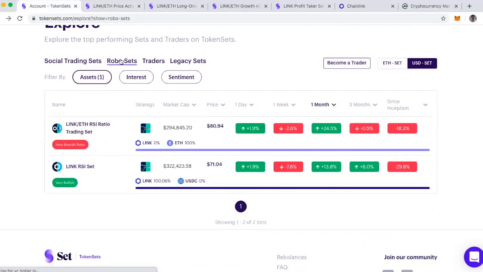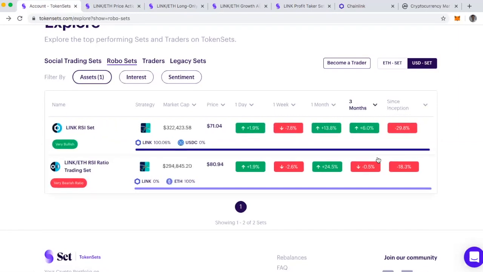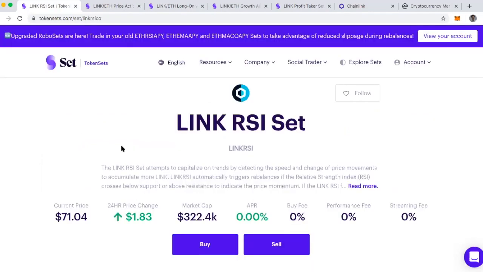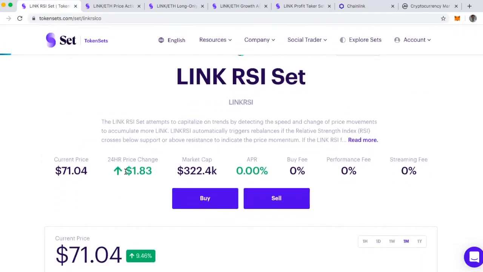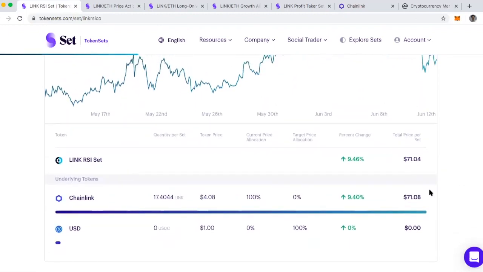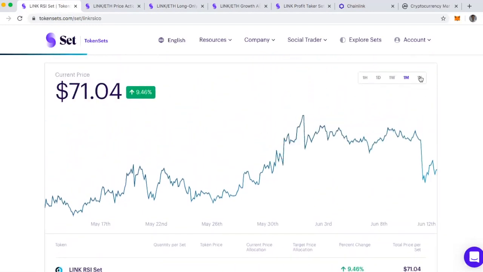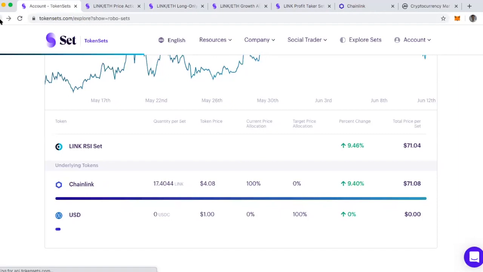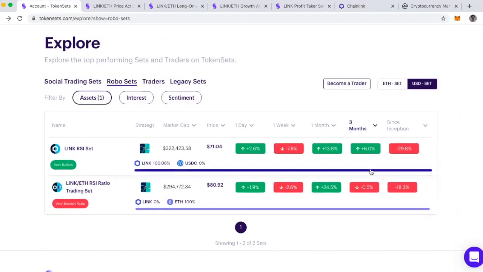However, if I go back to the Robo Sets, let's look at going back 3 months, comparing to the other social set. This Link RSI set is only up 6%, and this Link ETH RSI set is down 0.5%. So if I'm trying to compare the best performing Link Robo set and the best performing social set, it's hard to not acknowledge that that social set is really the outlier in all of this.